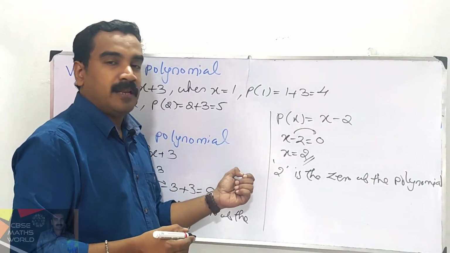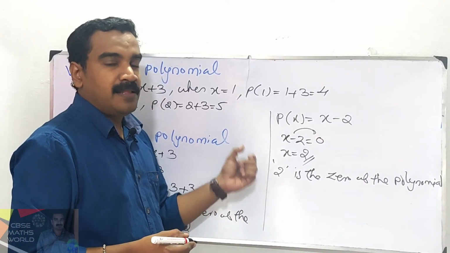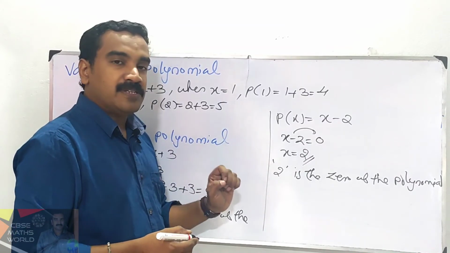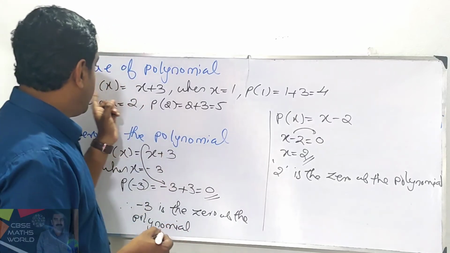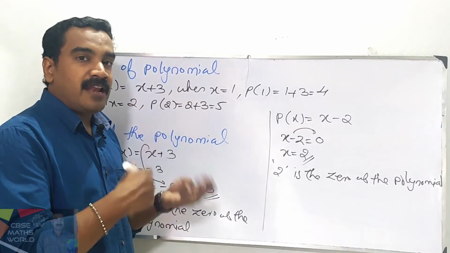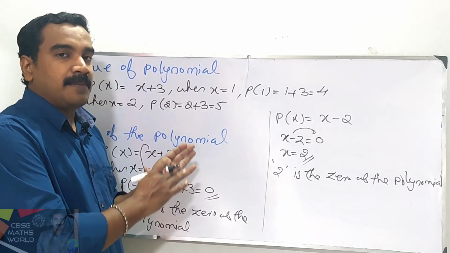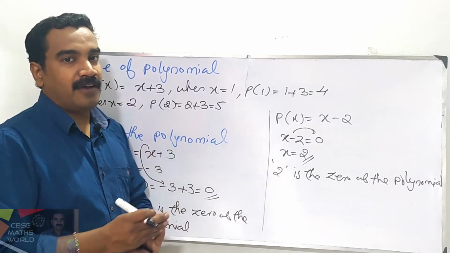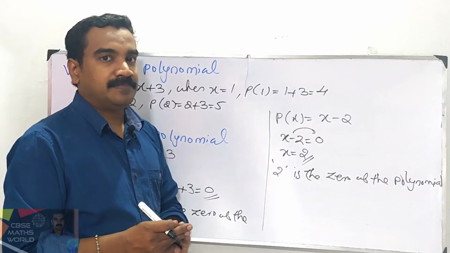So the 0 of the polynomial means the value of that variable that can make the entire value of the polynomial 0. That value is known as the 0 of the polynomial. Then the value of the polynomial: whatever value we give to the variable, we just replace and substitute, and we will get one value for that polynomial. That is known as the value of the polynomial.